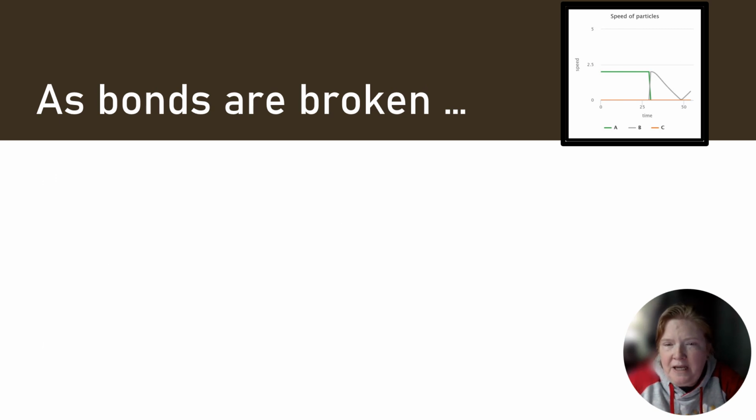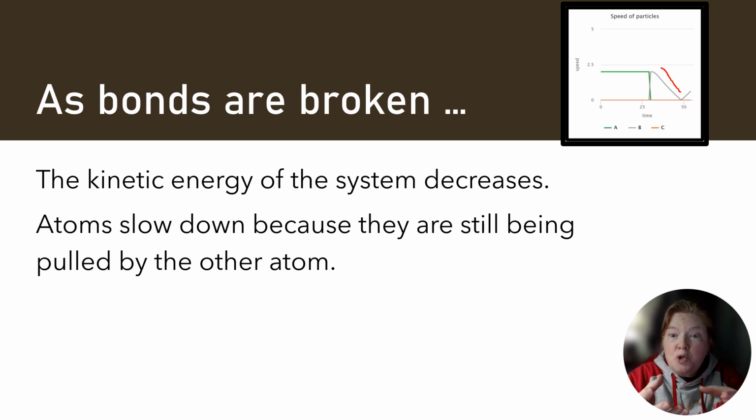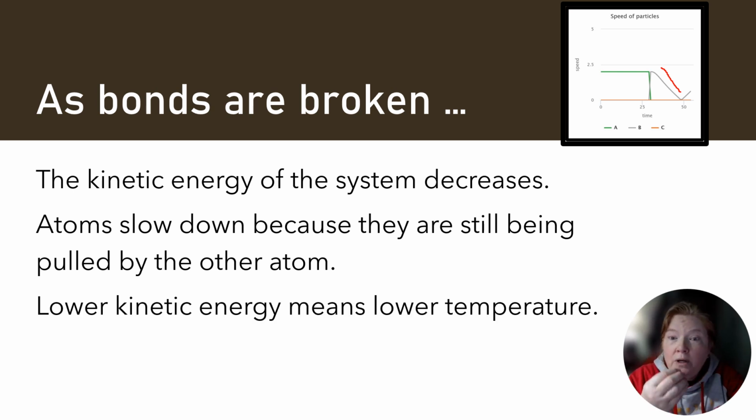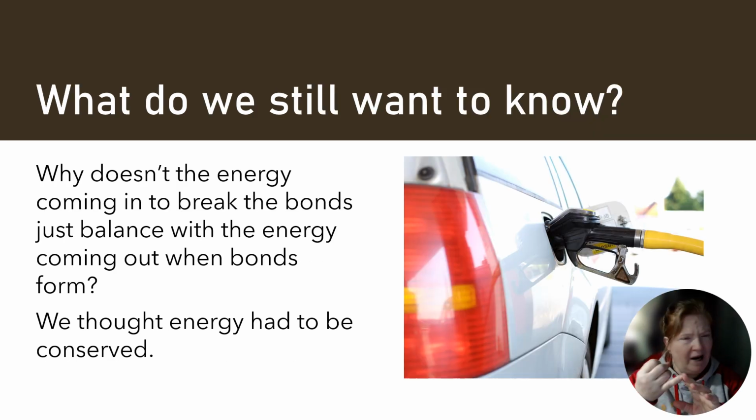As bonds are broken, and we can see in this visual right here, the kinetic energy of the system decreases. Atoms slow down because they are still being pulled by the other atom that they just broke away from. Lower kinetic energy means lower temperature. So this seems to be endothermic. So what do we still want to know? Why doesn't the energy coming in to break the bond just balance out with the energy coming out when bonds form? We kind of thought energy had to be conserved, right? Seems a little bit weird.